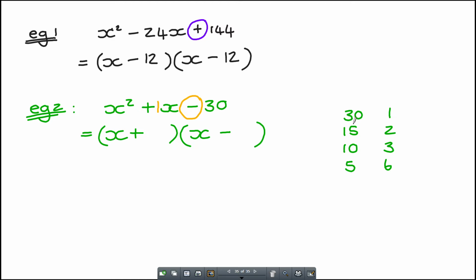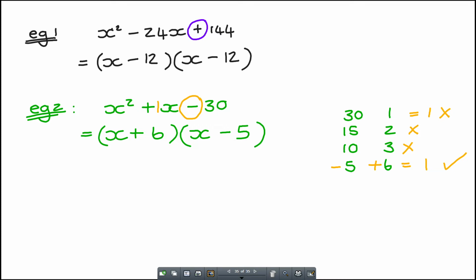Okay, can I use 30 and 1 to get to 1? No, that's not going to work. 15 and 2? No. 3 and 10? No. 5 and 6? What would I do? I would say positive 6 minus 5. That's going to give me 1. So that will work. Okay, so minus 5 and plus 6.